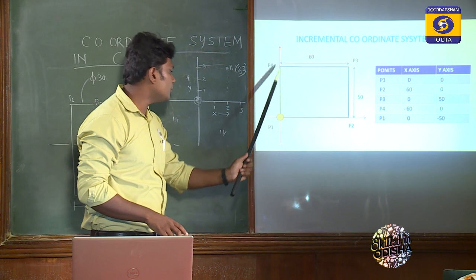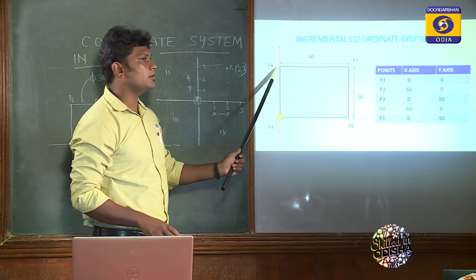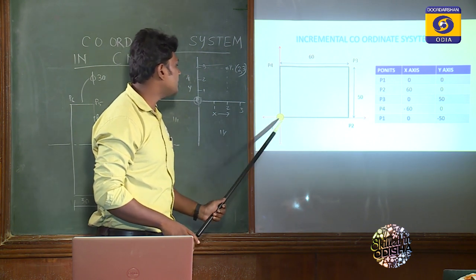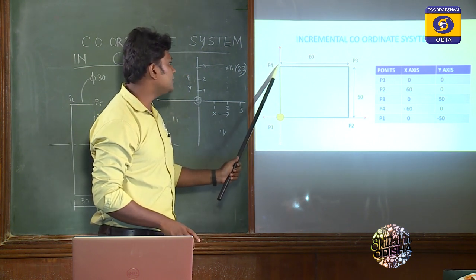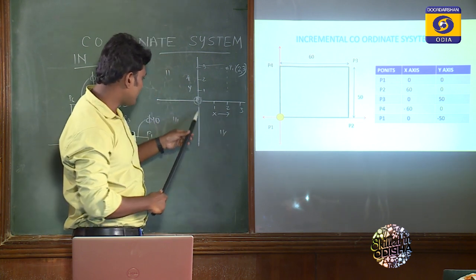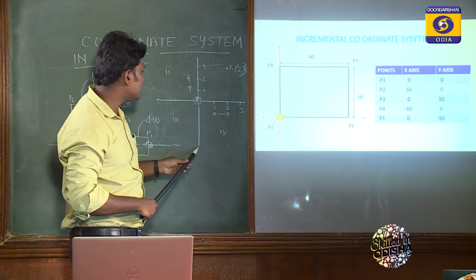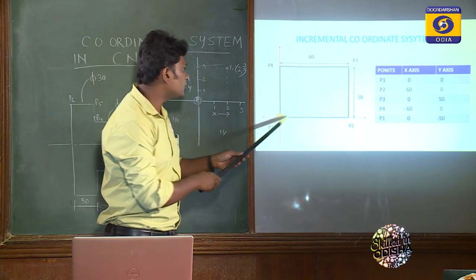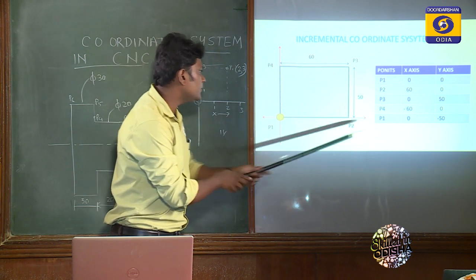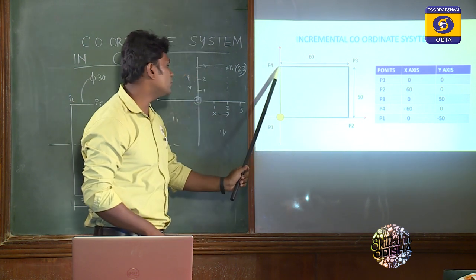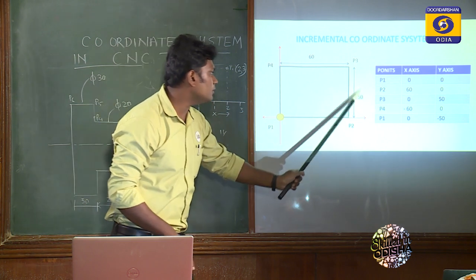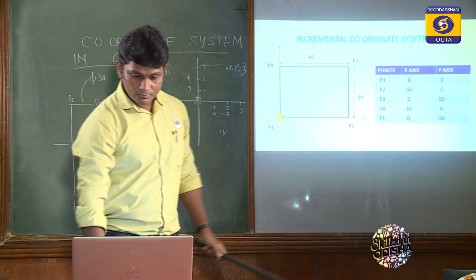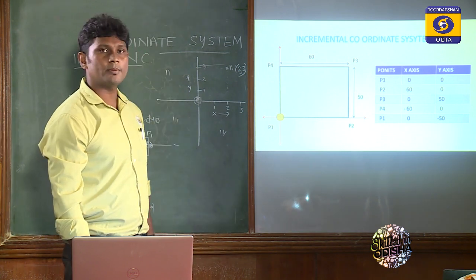Same if we move to the P1 value, P4 will now be considered as our origin. So with respect to P4, what is the P1 value? As we are moving in the downward direction, this is the negative y-axis, and on this axis the x value is 0 and the y value will be negative. So with respect to P4, the P1 location will be x value 0, and as it is moving in the downward direction, it will be minus 50. So this is the absolute and incremental coordinate system of our CNC machine.